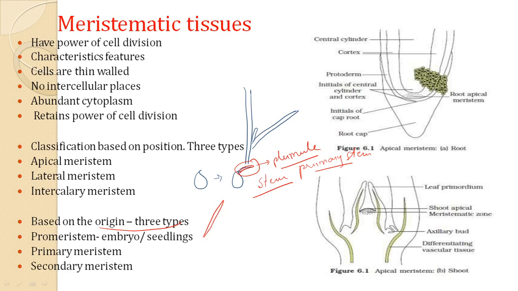elongates and gives rise to a stem, and laterals from the stem, suppose this plumule later becomes a stem. Okay. And from the stem another growth takes place which arises from the node, and from this node there is a rise of branches or a rise of leaves. So this is the formation of a leaf.